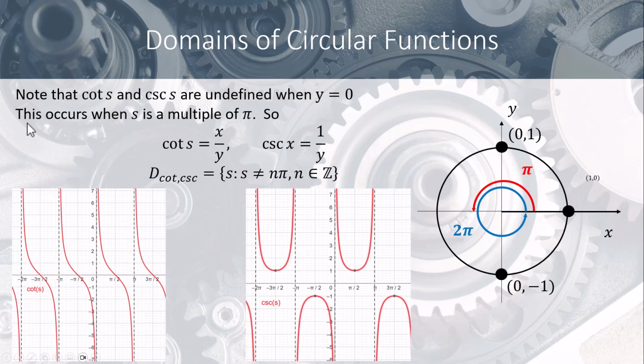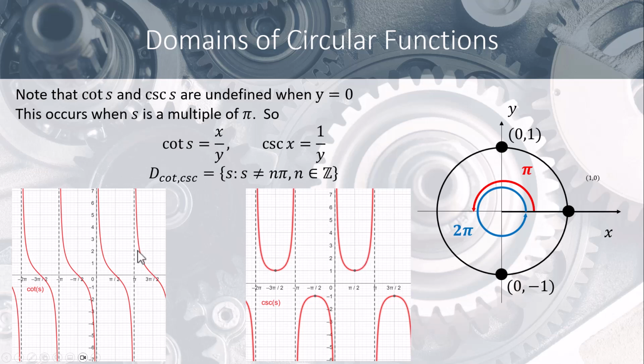For cotangent and cosecant, they are undefined whenever y is equal to 0, and that occurs at multiples of pi. When y is equal to 0 right here, we have a vertical asymptote. When y is equal to 0 over here at pi, we have another vertical asymptote. So for both of these functions, they are undefined at every multiple of pi, with a vertical asymptote at each one.